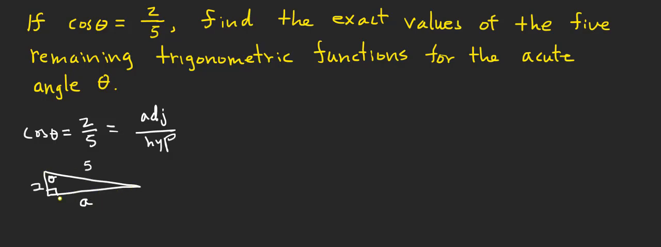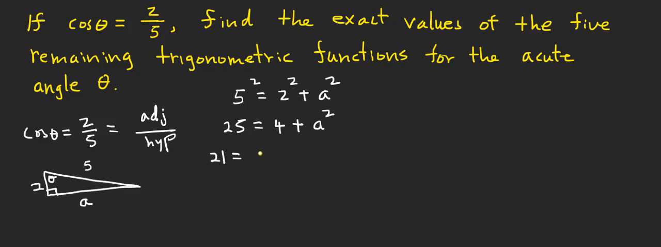Well, this is a right triangle, so that means we could apply the Pythagorean theorem. So 5 squared equals 2 squared plus A squared. So you get 25 equals 4 plus A squared. You get 21 equals A squared. And you get A equals positive or negative radical 21. But you know that the length can only be positive, so A has to be radical 21.